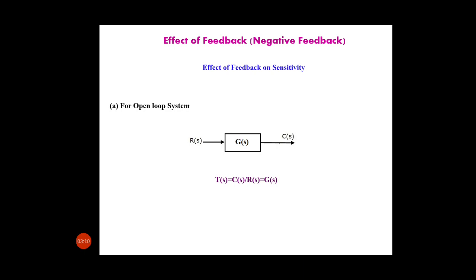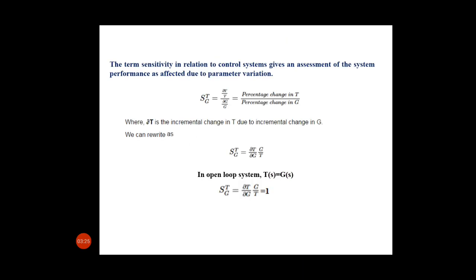Now if we consider an open loop system, then we know the transfer function of open loop system is T(s) equal to C(s) by R(s). C(s) is the output, R(s) is the input, and this is equivalent to G(s). So if we put this T value in this sensitivity equation, then the open loop sensitivity is 1.